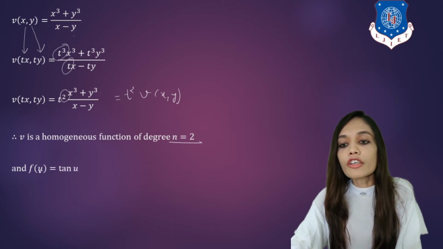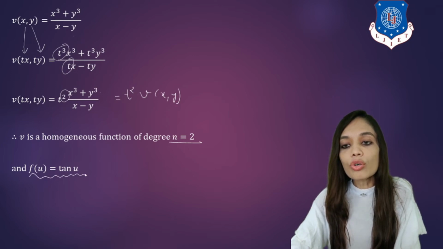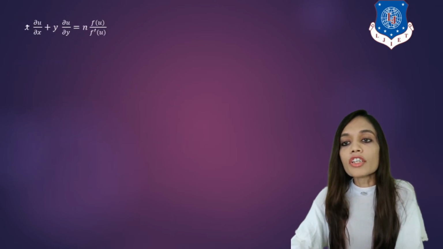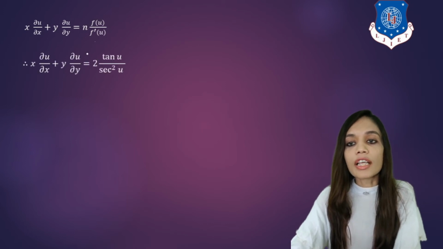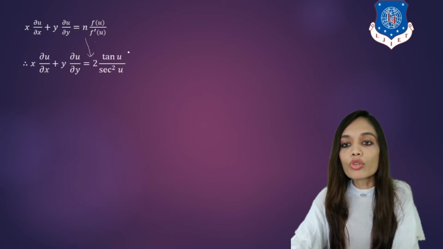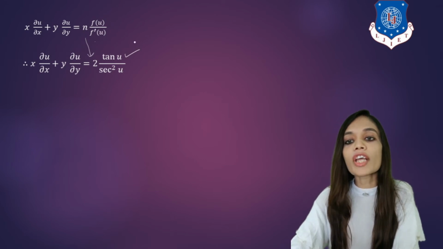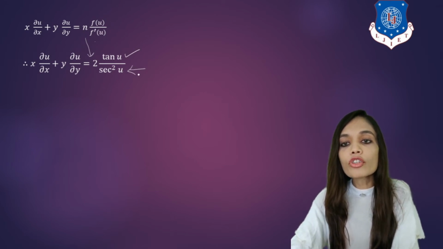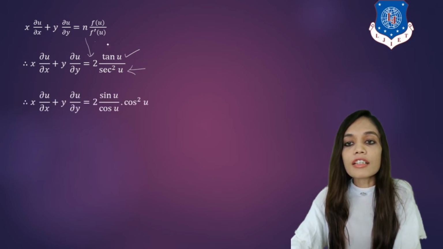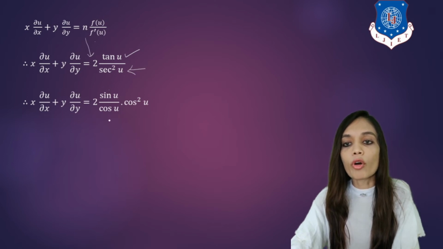Now let us define f of u, that is equal to tan u. Now we will find x del u by del x plus y del u by del y, that is given by n f of u upon f dash u, which is our modified Euler's theorem. Just replace all the values: n is 2, f of u was tan u, and the derivative of tan u will be sec square of u. Now convert this into sine cos. On converting, replace tan u by sine u upon cos u, and sec square u is 1 upon cos square u.